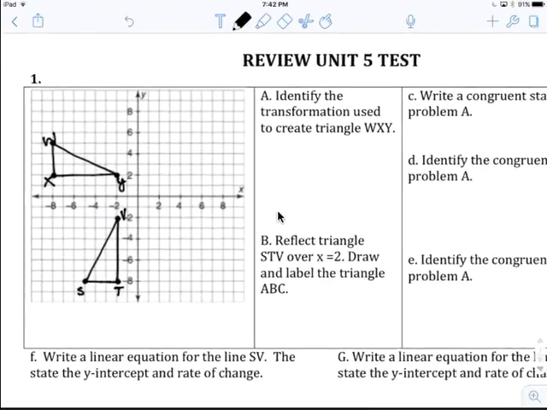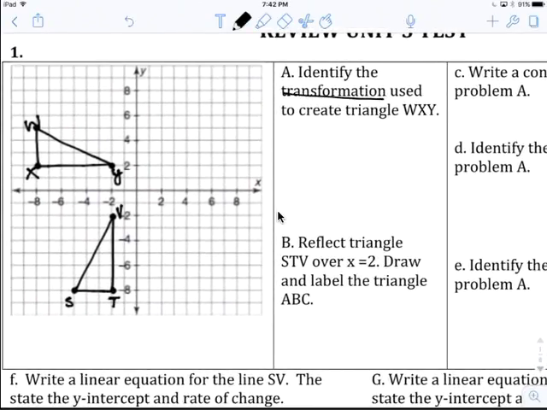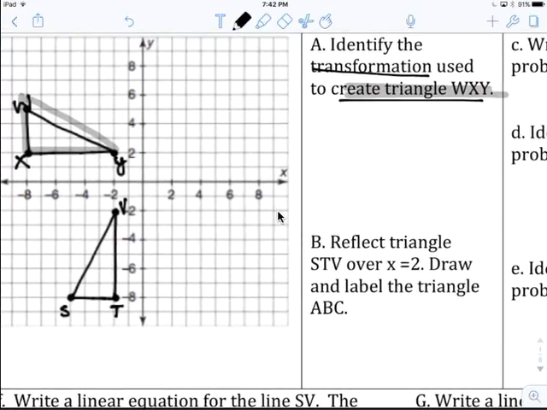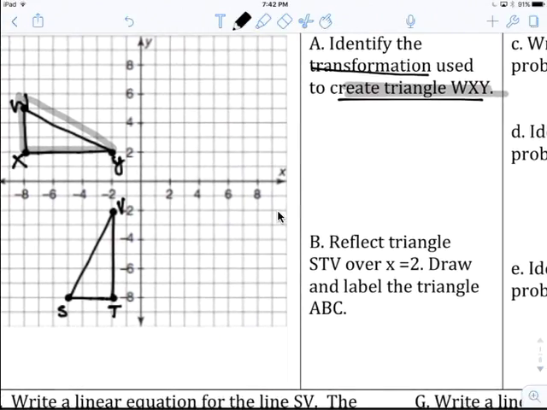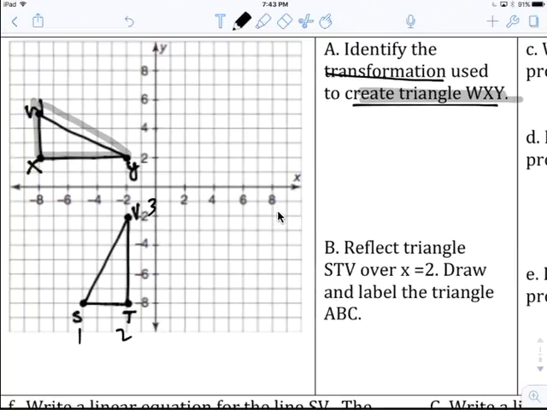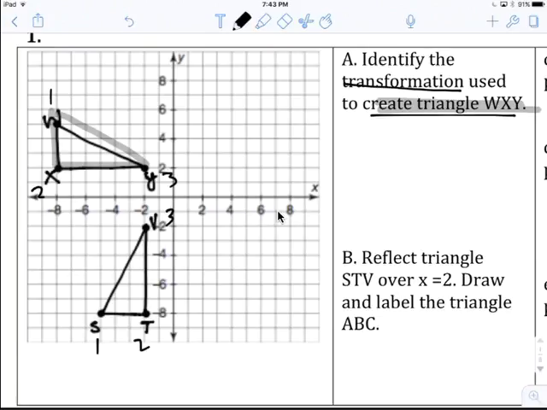I'm going to do number 1 here. Identify the transformation used to create triangle. Okay, we want to create this triangle. What transformation occurred? Okay, STV. S is first, second, third. WXYZ, right? W is first, second, third. Okay, these are correlated. Hey, it's not a reflection. Okay, that's too much alike.